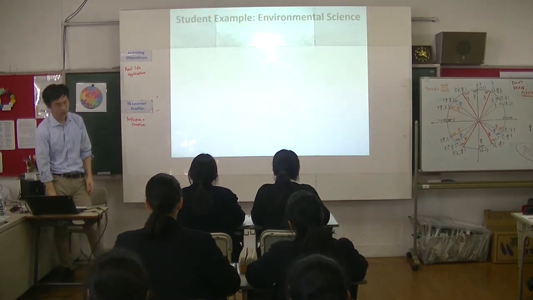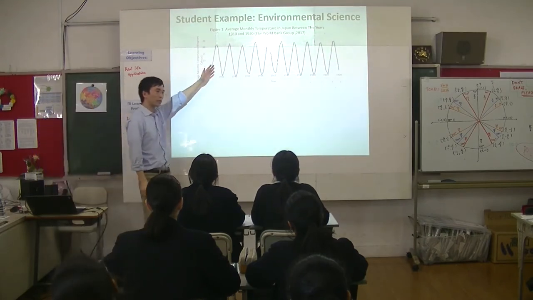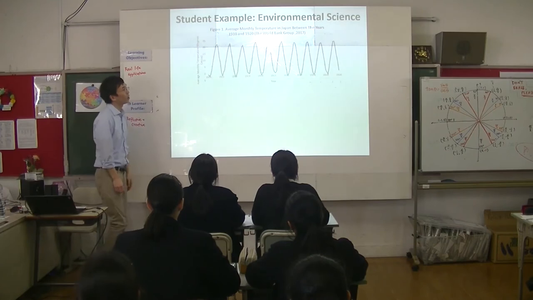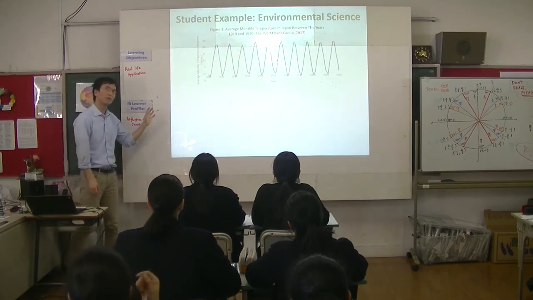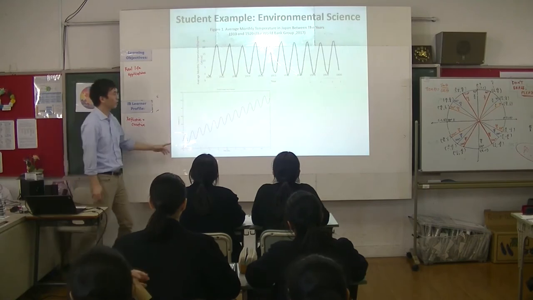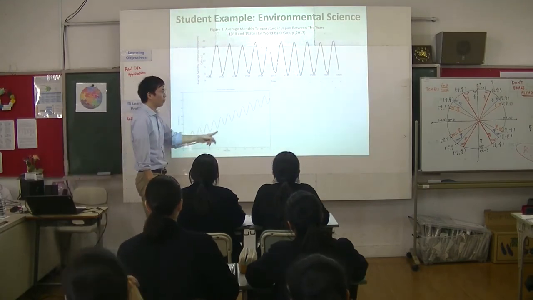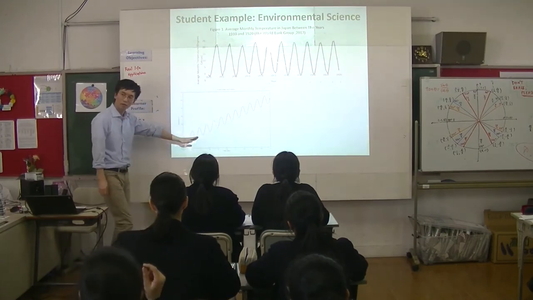Okay, environmental science. This is the temperature of Japan from 1910 to 1920. So obviously it's going to go up and down because we have four seasons, right? Now what she found was, she went to this World Bank group and she was able to collect data for the last 30, 40 years. So what she started to do was, she just started plotting it. She realized that it is going up and down, but it's actually going up with a trend.